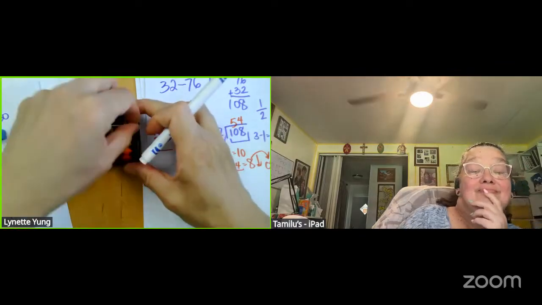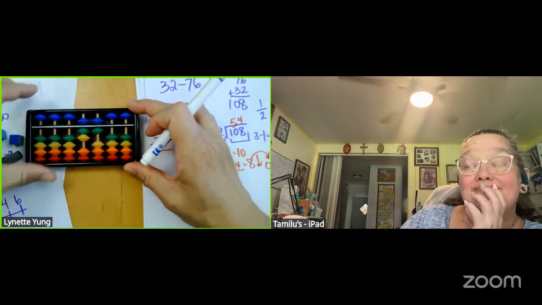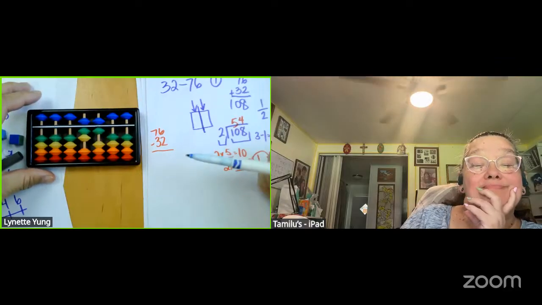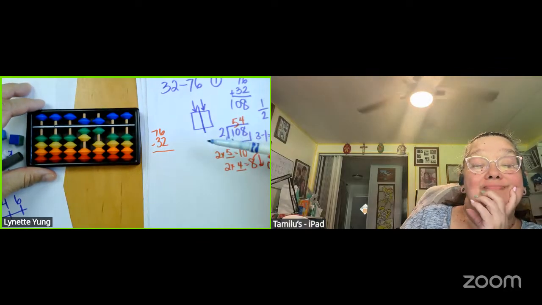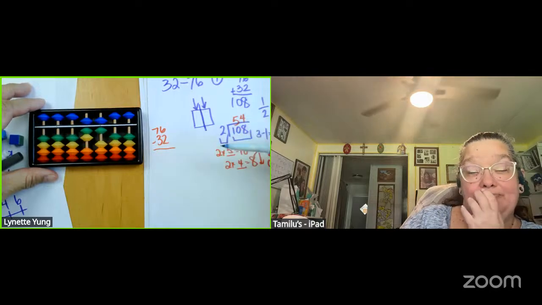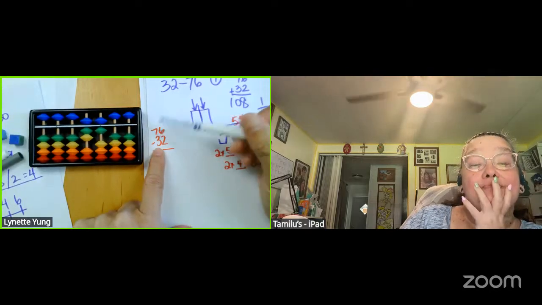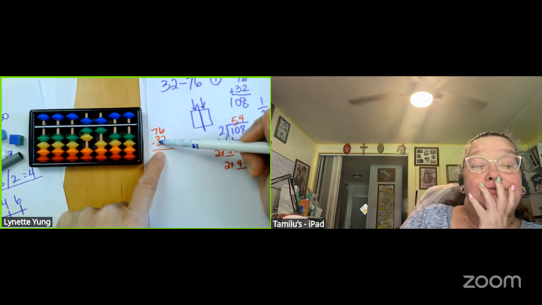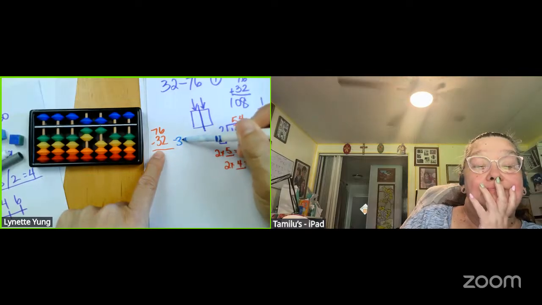So we have 76 on the abacus, 76. This is equivalent going from left to right or right to left. We find the difference here, which is what? 7 minus 3. There's not enough. How do we minus the 3? Minus the 3 is equal to?